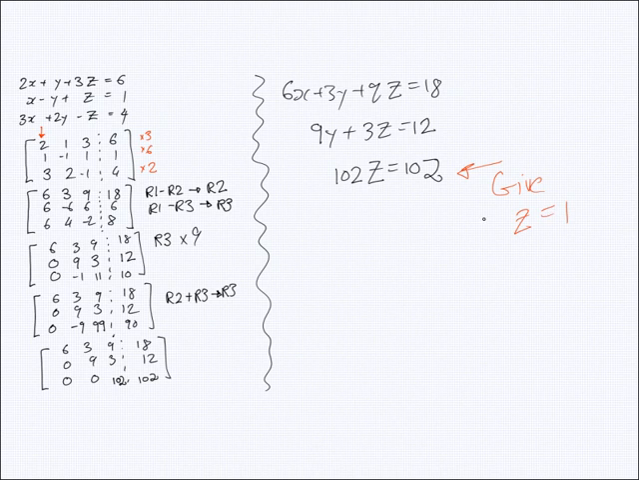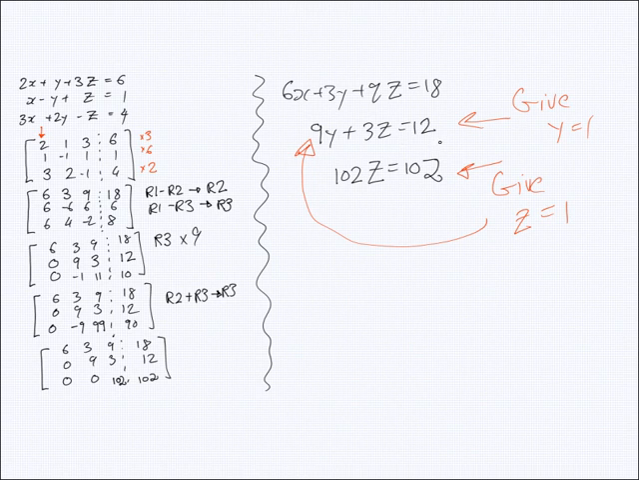Then what do I do with that? I sub it into this. And what does that give me? That gives me the y. And it turns out y equals 1 if you sub it in. You get y equals 12 minus 3z over 9. And z is 1. So you have 12 minus 3 is 9 over 9. So it works out to be y is 1.